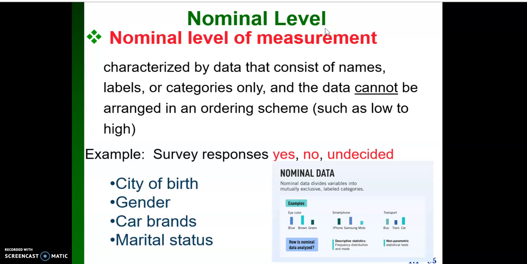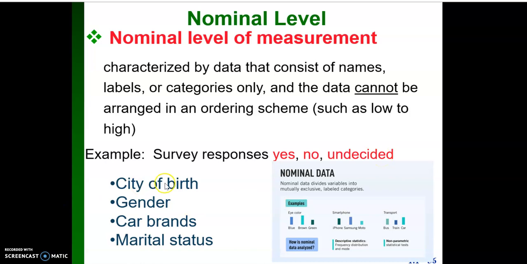What does nominal level mean? The data consists of names, labels, or categories. So we can't arrange them in some type of order. We call that the nominal level of data. For example, survey responses: yes, no, undecided. That goes under some kind of labels or categories. Because of that, we call that nominal level of data.